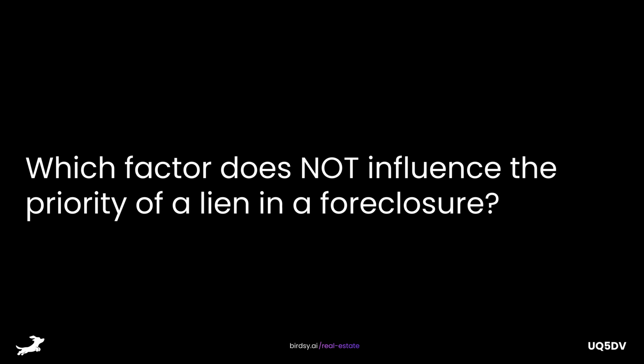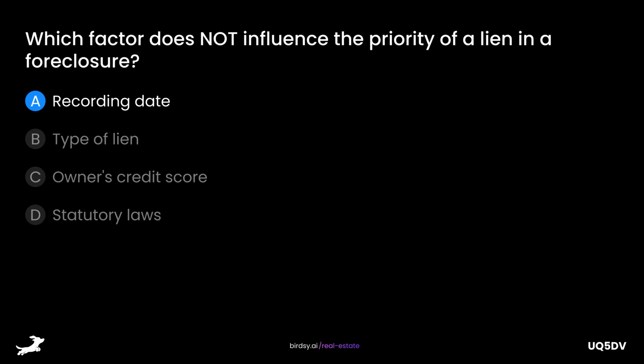Which factor does not influence the priority of a lien in a foreclosure? Is it A, recording date, B, type of lien, C, owner's credit score, or D, statutory laws? The answer is C, owner's credit score.